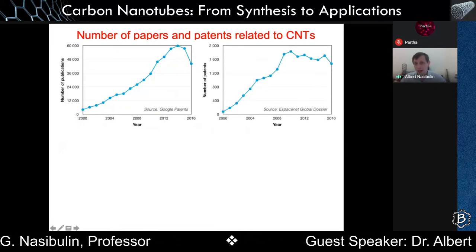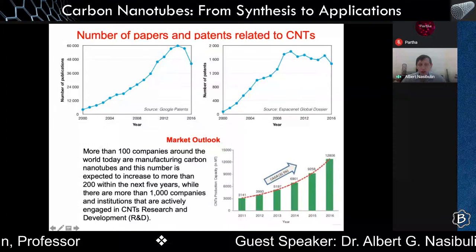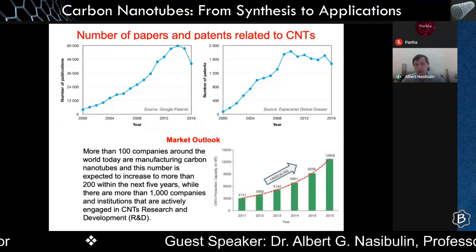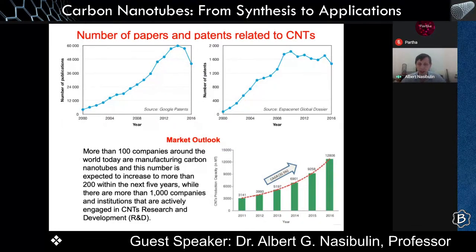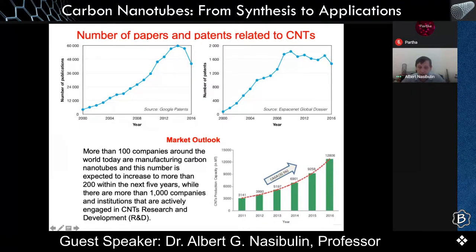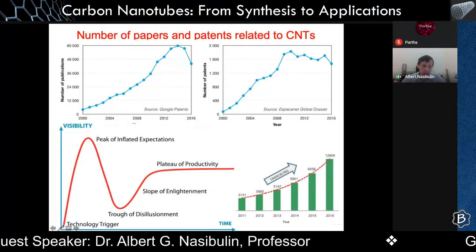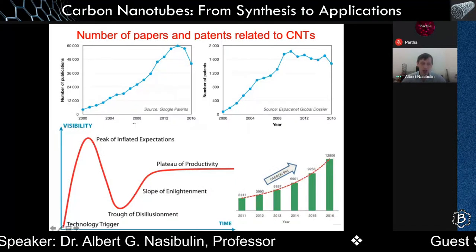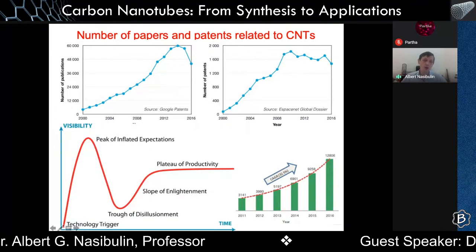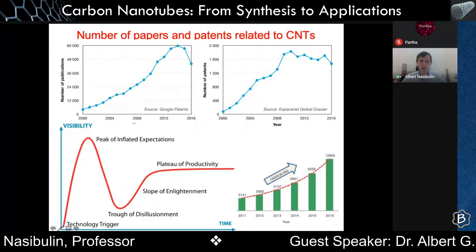However, if you look at the number of patents, the situation isn't so bad. You don't see such a drastic change. Moreover, if you look at the industry and how many companies are growing nowadays, producing and synthesizing carbon nanotubes, we see that the average growth rate is about 30%. That could be easily understood from the hype of technology. In 1991, when Sumio Iijima published his paper and attracted the research community to carbon nanotubes, we see a growth of interest in the field, which is explained by fundamental studies of the properties of carbon nanotubes.